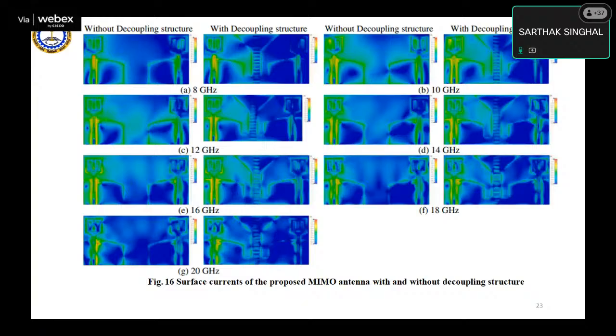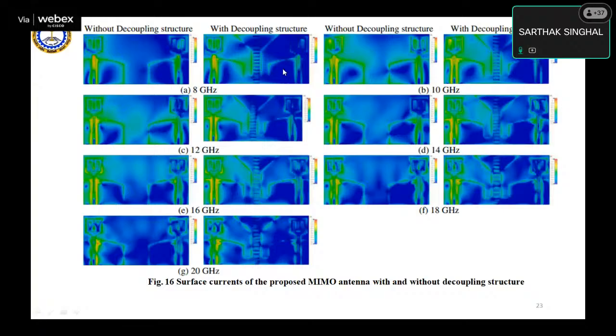Now, why was this decoupling structure used? From figure 16a, you can see that at 8 gigahertz, when there was no decoupling structure, a significant amount of power is getting transmitted from port number 1 to port number 2 through surface waves. But as soon as we introduced a decoupling element, the strength of the signal on port number 2 due to the excitation of port number 1 is significantly reduced.